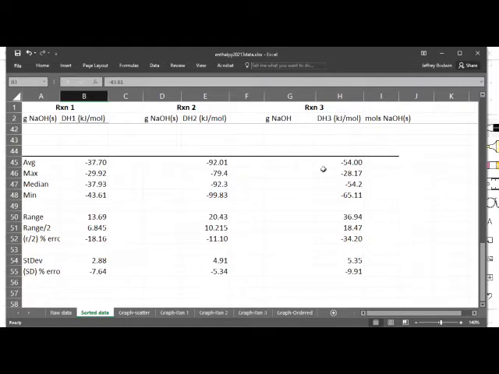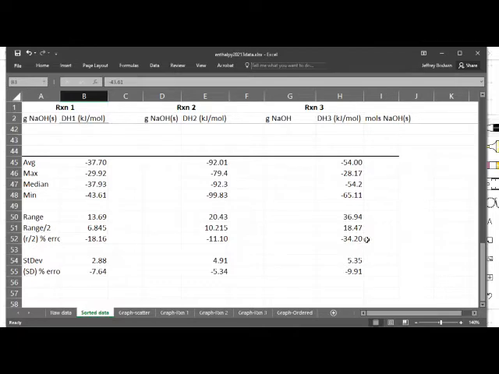Looking at reaction number 3, 54 average and 28 up to 65. Now, that's already got me a little concerned, but let's look down at our error. Our error using range over 2 is about 18 and a half. That's 34%.